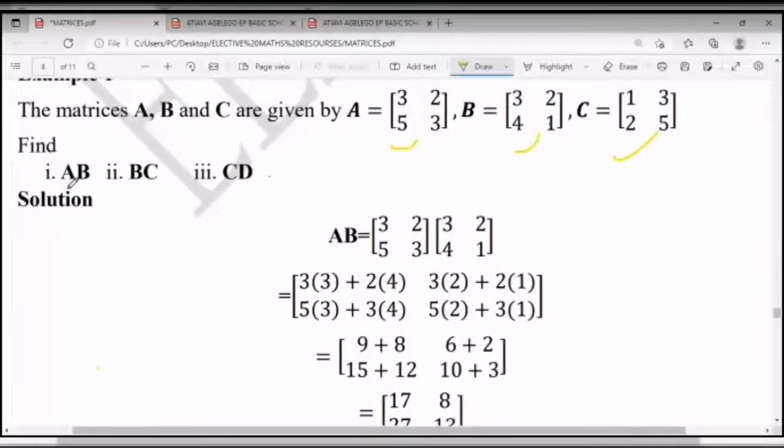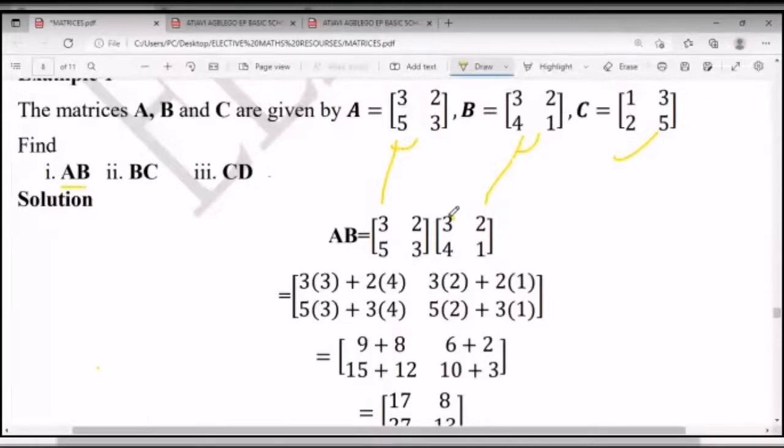So let's solve for the first one. How do you solve for the product of matrix A and B? You write your matrix in this form. You take your matrix A, you write it. You take your matrix B, you write it in this form. Now, how do you solve? Watch here. We are going to use the elements here, these three.